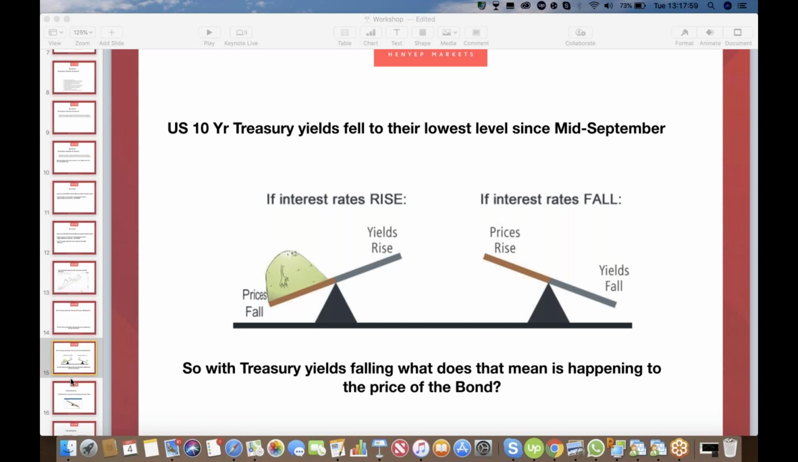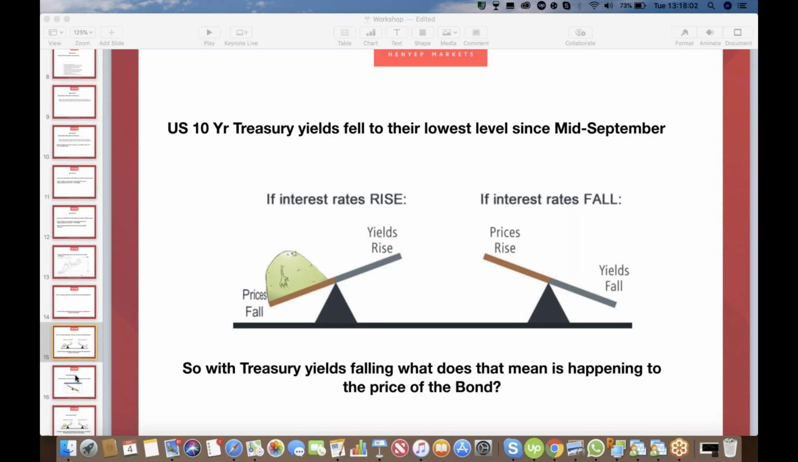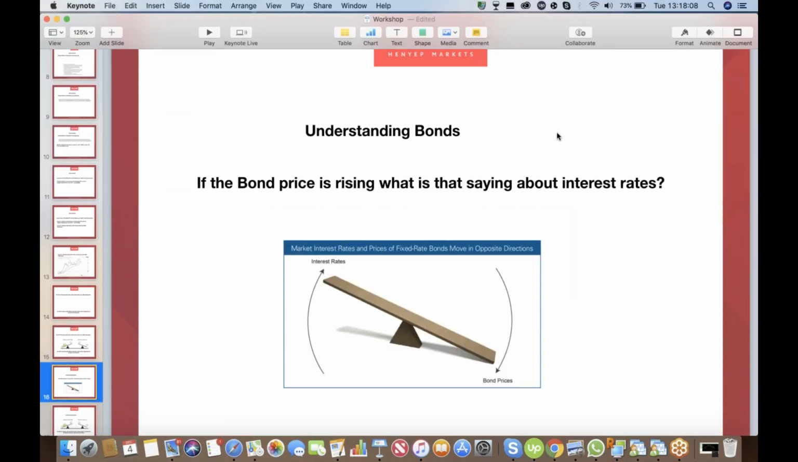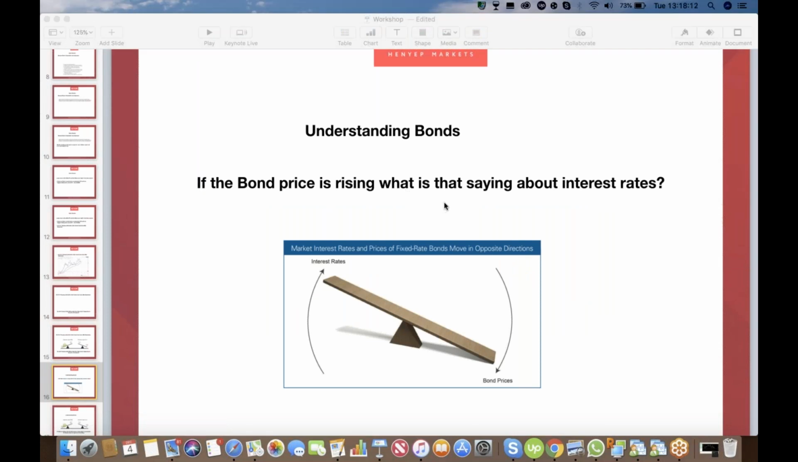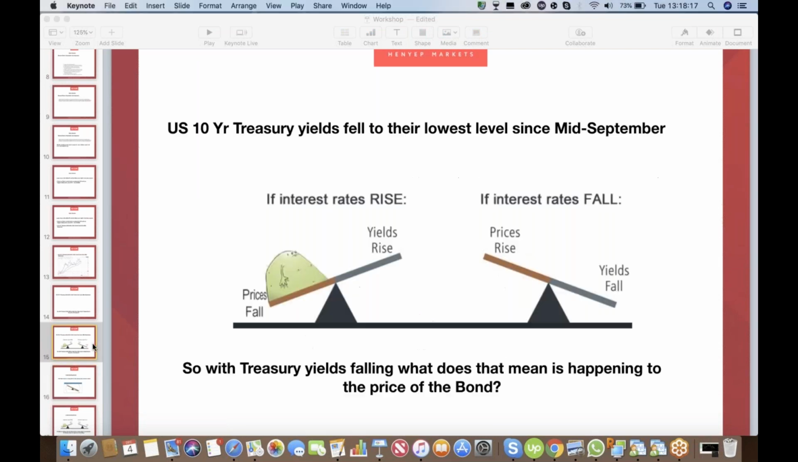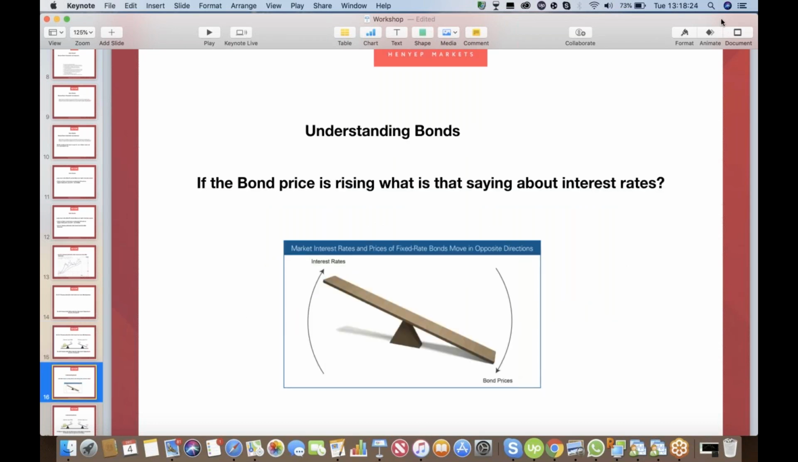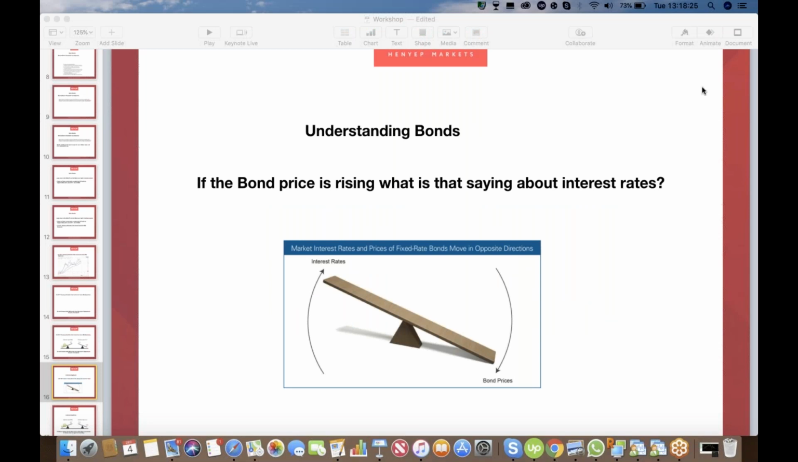Now, next question for you guys. Thank you very much, Tribuvan and Nadir, for answering the question. That's great work, you two. So, if the bond price is rising, what is that saying about interest rates? So we've just established that the yield is falling, the price of the bond is rising. So if the price of the bond is rising, what is that saying about interest rates? Because there's a correlation between the two.